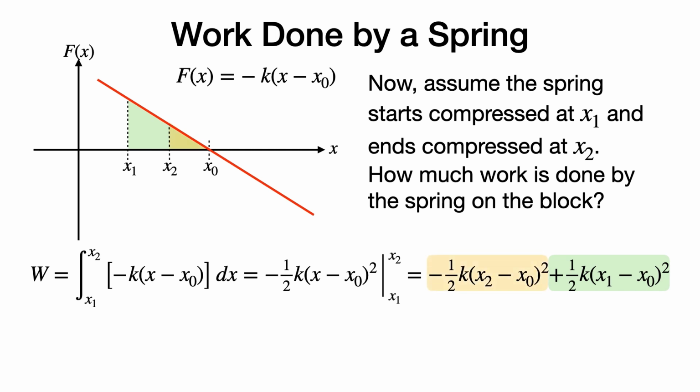What we see is that in all of the cases, we simply get that the work is minus 1/2 k times the final position minus the equilibrium position squared, plus 1/2 k times the quantity of the initial position minus the equilibrium position squared. So the initial position always has the positive sign associated with it, and the final position always has the negative sign associated with it.